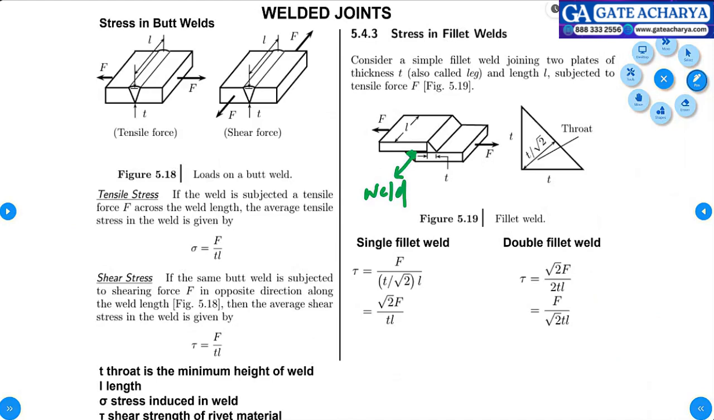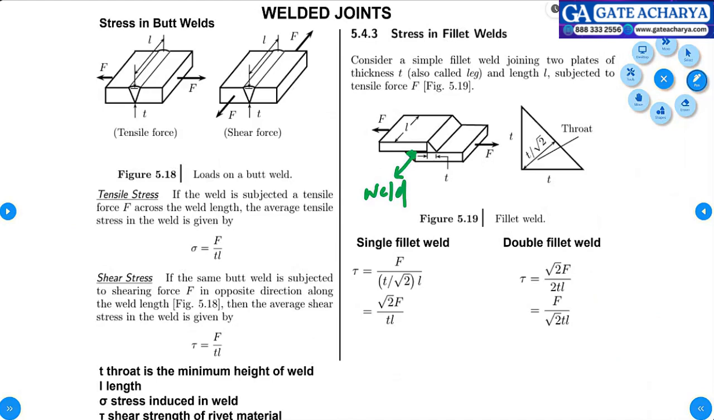So consider a simple fillet weld. This is a fillet weld joining two plates of thickness T. This is also called a leg. Either we call it throat or we call it leg. Length L, subjected to tensile force. So this is T, this is T. Find out this distance. This will be T by root 2. This is nothing but throat.